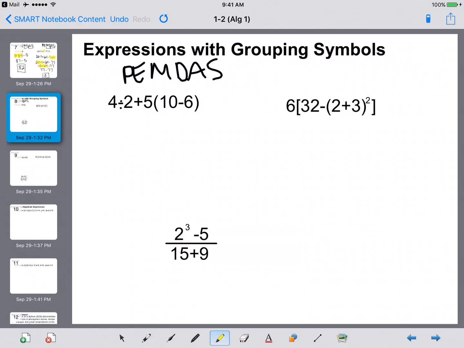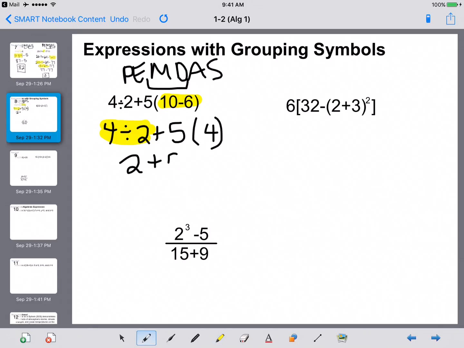And we've got parentheses right away. So inside of our parentheses here is 10 minus 6. So that's an easy one. I'm going to write out everything. 4 divided by 2 plus 5, parentheses, 10 minus 6 is 4. Now there's no exponents. We're on to multiplication and division, going from left to right. So 4 divided by 2, that's our first one. 4 divided by 2 is 2 plus 5, parenthesis 4.